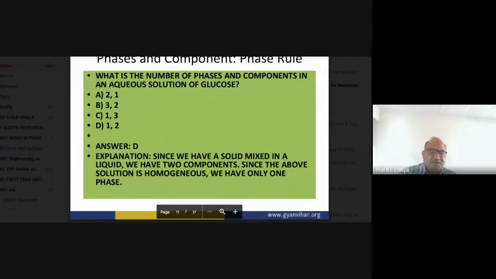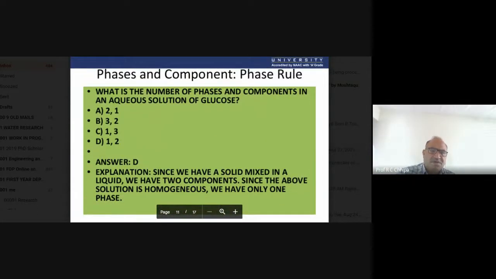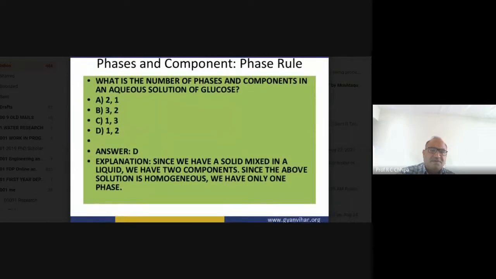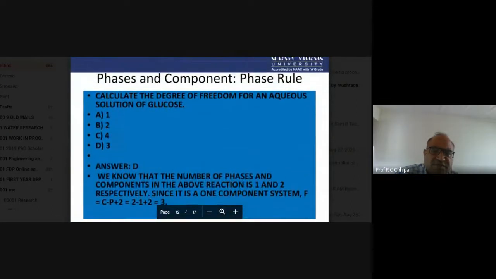Now one more question. What is the number of phases and components in an aqueous solution of glucose? The correct answer is 1 and 2. Whatever glucose is present, the glucose and water themselves are the components. Here we have a solid mixed in a liquid, and we have two components. Since the solution is homogeneous, we have only one phase.